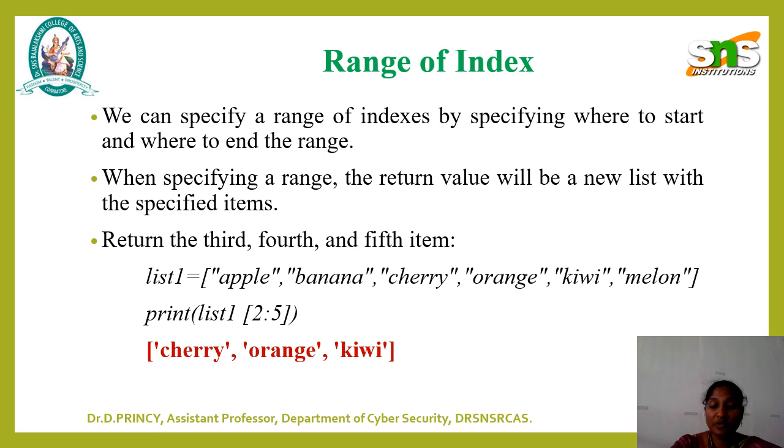In my last video, I explained what is range. The syntax of range is starting index, colon, ending index. The same syntax is followed here also. print(list1[2:5]), where list1 is the list name. Within the square brackets, I specify the range as 2:5. So it includes only index 2, 3, 4. It does not include the fifth index. So the end index is not included. Up to the end index value only it will take. So the result value is cherry, orange, kiwi.